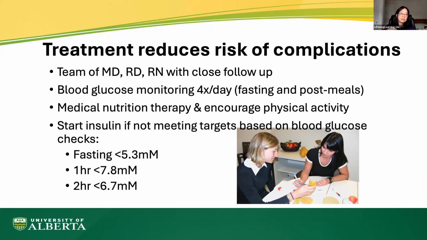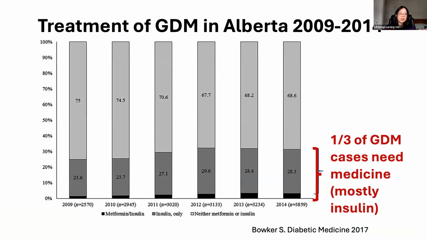And then get people educated on how to eat healthily and encourage physical activity, and give these glucose targets to meet to try to keep the blood sugars in a safe range. And in Alberta, what we know is about 1/3 of women who have gestational diabetes require medicine. So that means 2/3 of women with gestational diabetes can actually manage reasonably well with physical activity and nutrition alone.